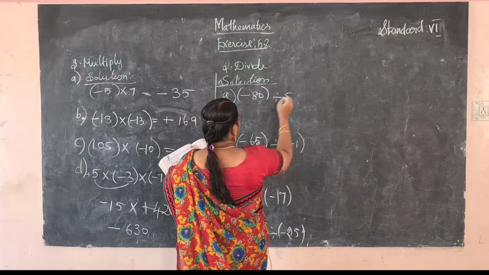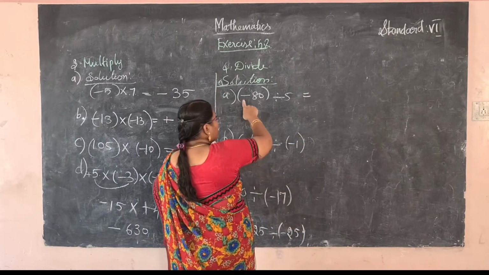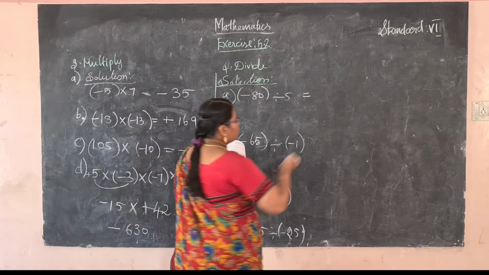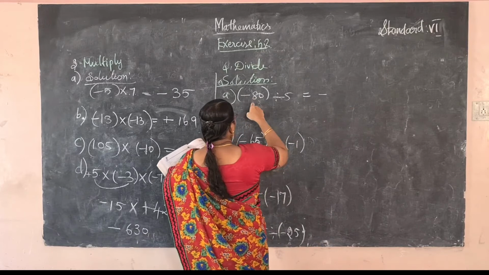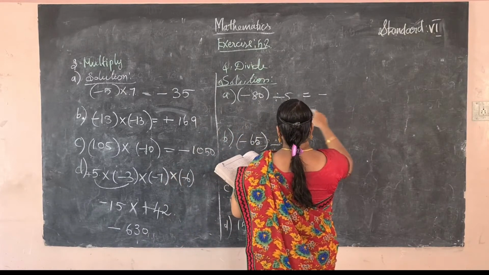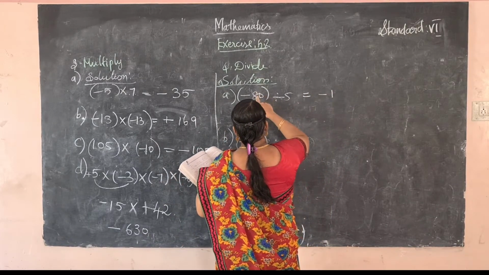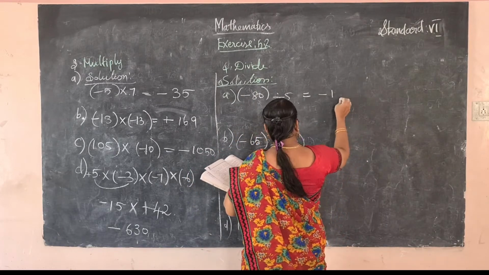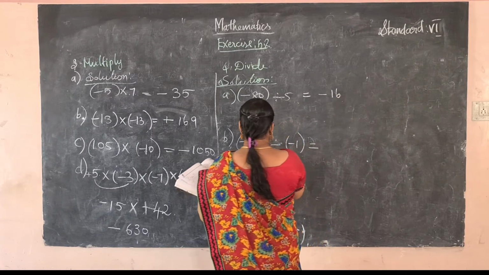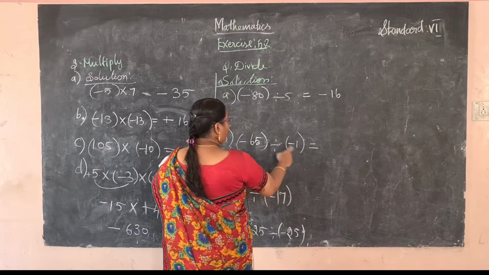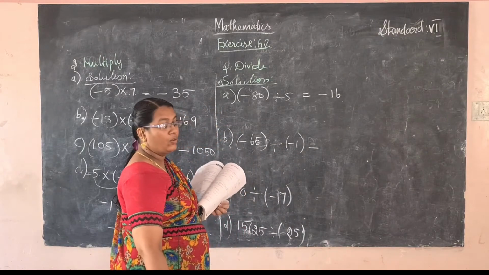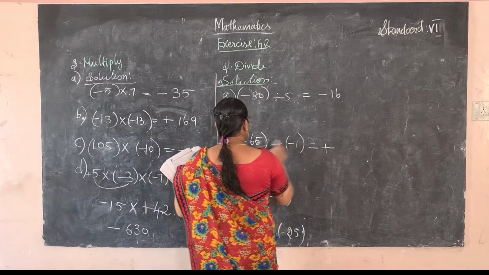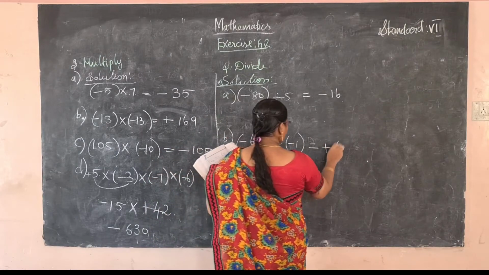See, division rule. So, two different signs. One is negative, another one is positive. So answer should be negative. Okay. So 80 divided by 5. What is that value? How many times is possible? 1 times of 5. Remaining 3. So 5 6s are 30. So 16. And next one 65. Both having the negative sign. So negative. 2 negative integers are divided, we get the positive. So plus. So 65 divided by 1 is 65.